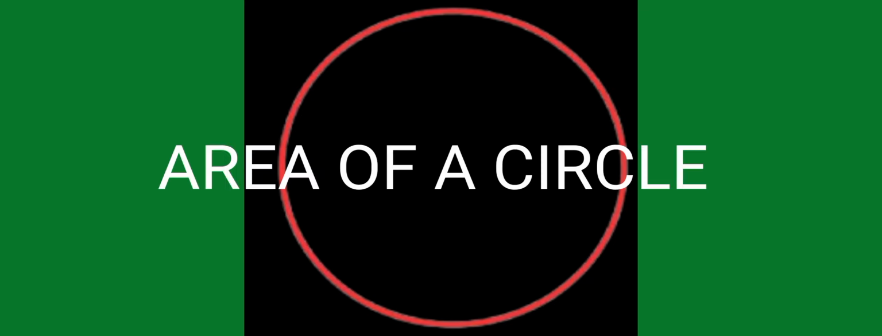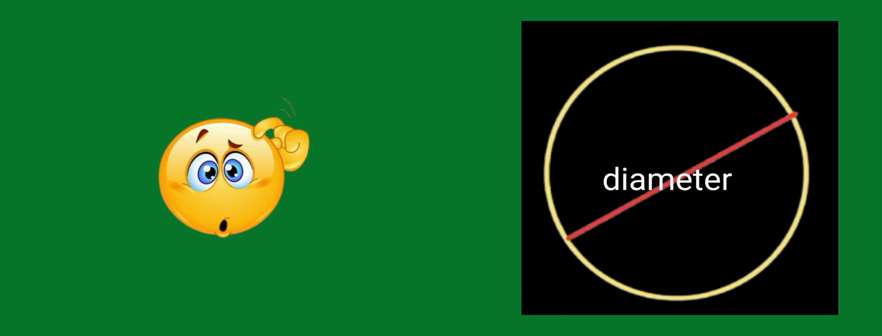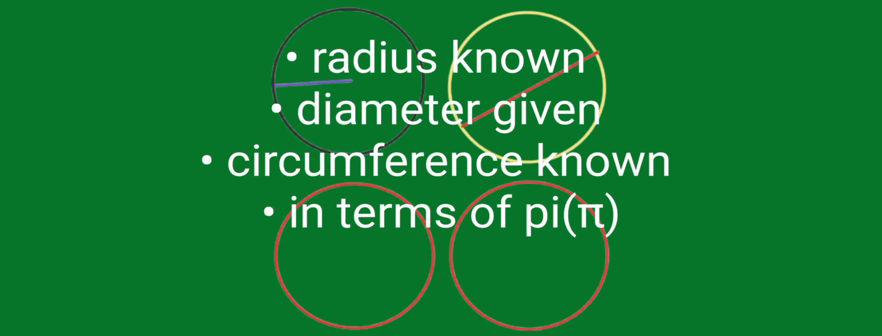Most students lose easy marks on this simple topic, area of a circle. Some actually get confused when the diameter is given, while for some it is when the circumference is given that they get stuck. However, in the next few minutes, I'm going to be showing you how to solve all types of area of a circle problems. Now, let's get into it.